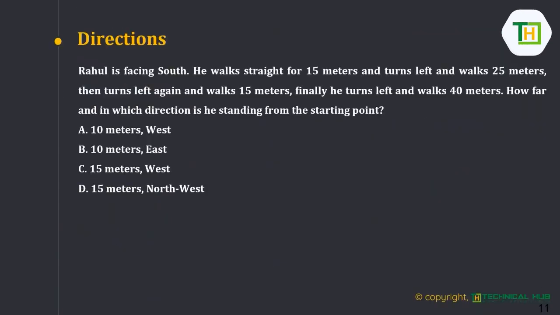So Rahul is facing south. So we know the south means downwards. This is east, this is north, and this is west. So if I take this position of Rahul, he is facing south, right? So he walks straight for 15 meters. So towards south, he walks for 15 meters and then turns left. So towards left means towards east. Since he is moving south, left means east. So towards east, he moved for 25 meters.